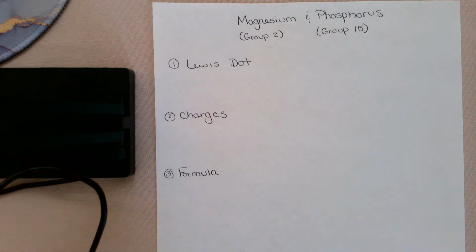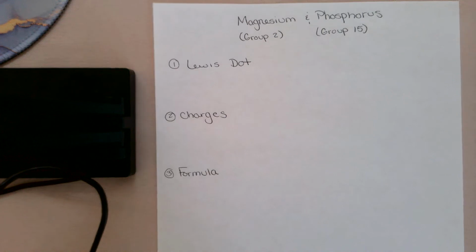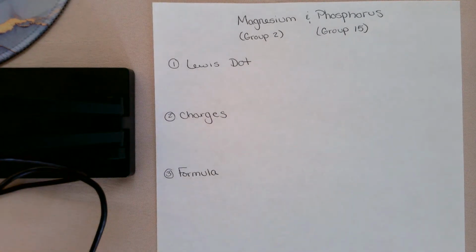Now, in these compounds, if you didn't understand your ions or your Lewis dot lessons, you need to master those before you can do this, because you're going to be totally lost if you don't know where the charges or the valence electrons are coming from. Okay? So, let's go ahead and get started.